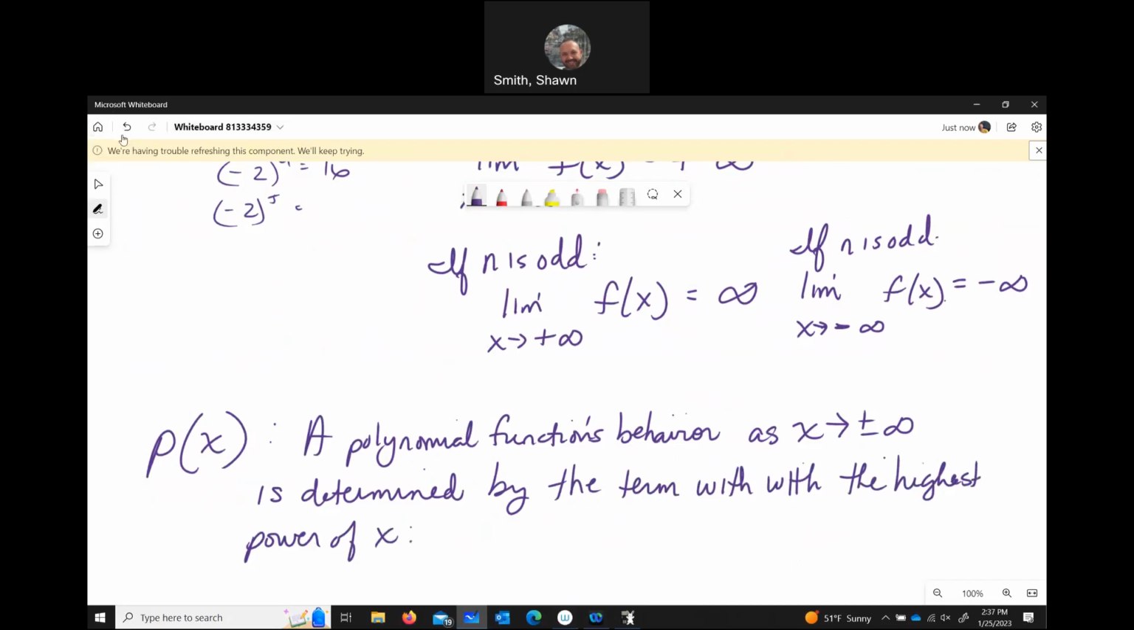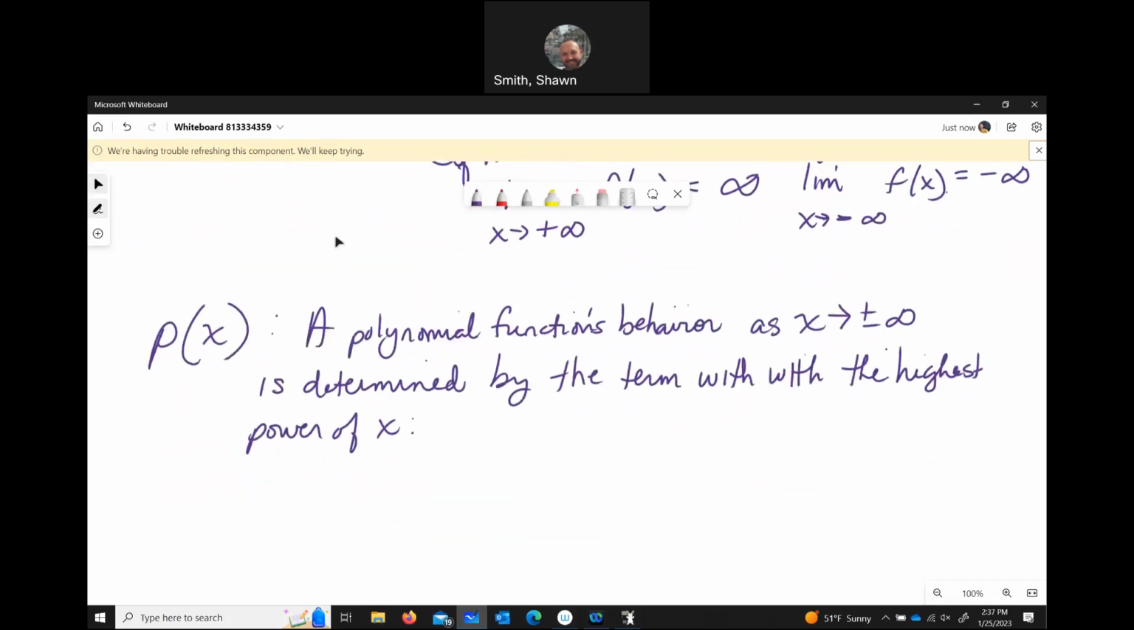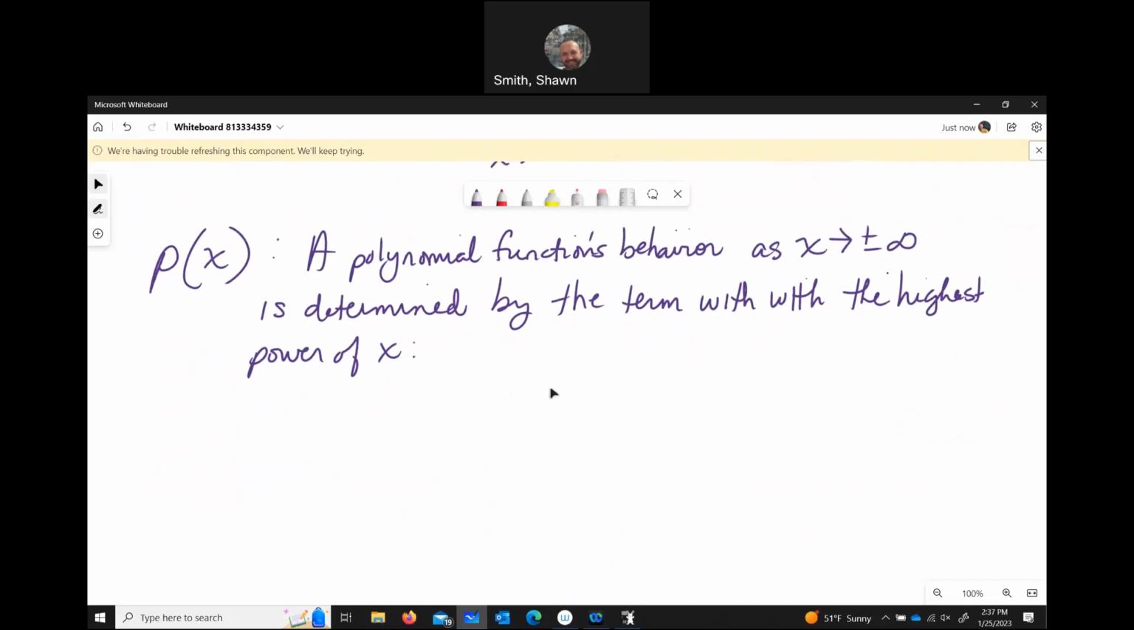So these are really easy because you don't have to look at the entire polynomial. Just pick out the biggest term in there, and then you can plug in positive or negative infinity in it. And that determines the behavior of the entire polynomial. So if I have p of x equal to 3x to the fourth minus 6x squared plus 6x minus 10, something like that, whatever you wish.